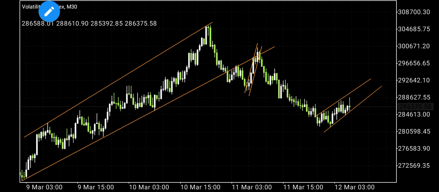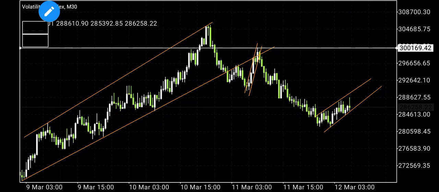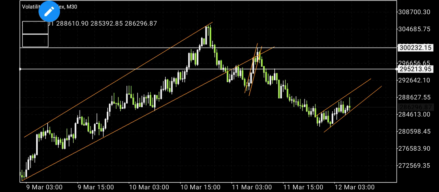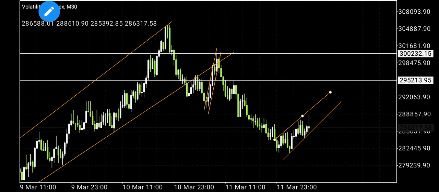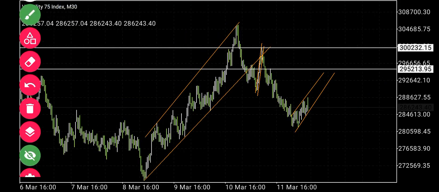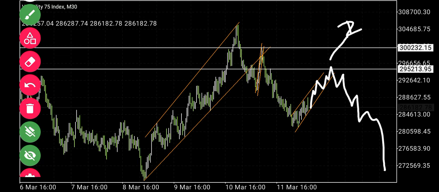Okay, so now what are we going to do next? I'm going to take my horizontal line, then I will draw it from this point up to this point. So you see, our interest level will be around this price. So you see, maybe if this price manages to come to this price level, then we shall be looking for the selling opportunity. So this will be our first entry.